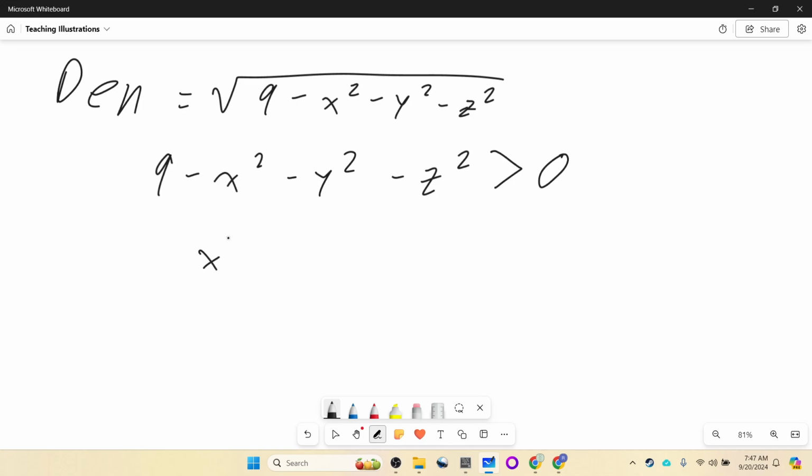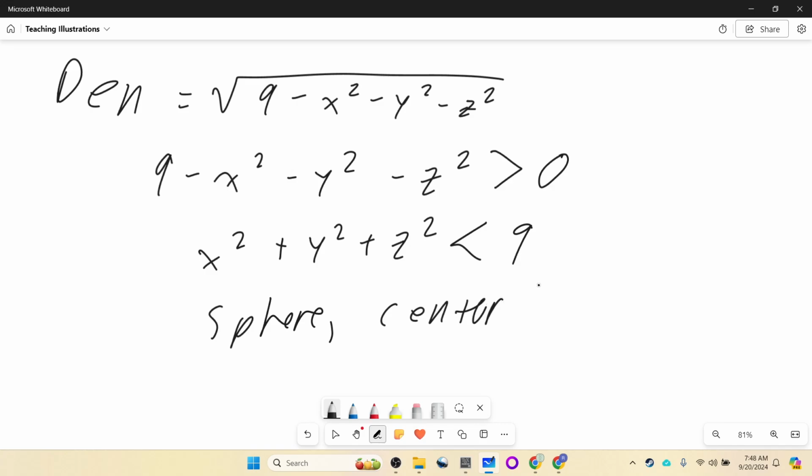Well, it's the same as saying x squared plus y squared plus z squared is less than 9. What is that? Well, that's a sphere centered at 0, 0, 0, with radius, I'm going to use rho for radius, that's what we usually do for 3D, of 3. And it is not including the boundary, so it's an open ball is what we call it.